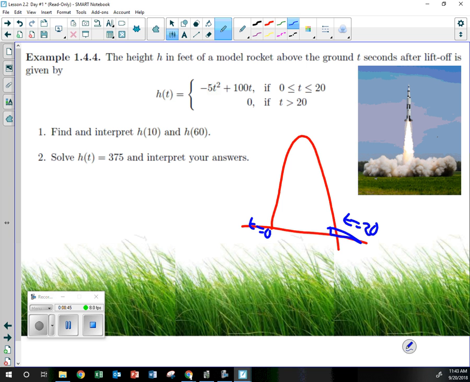Okay, so you're going to find h of 10 and h of 60, and see if you can find this. Give you a couple minutes. See if you can find h of 10 and h of 60, and then find the time where h of t equals 375. Give you a chance.